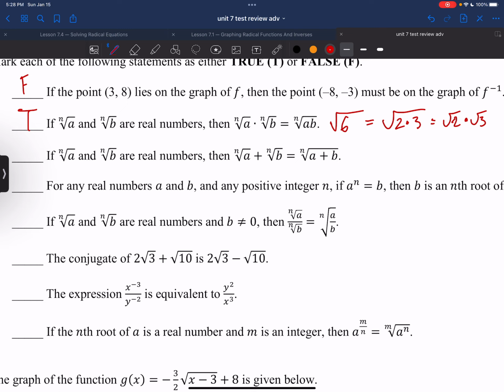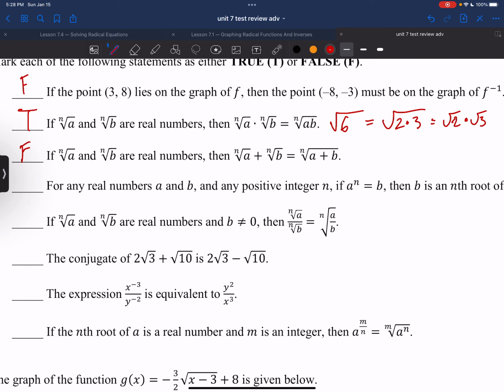If the nth root of a and the nth root of b are real numbers, then if I add those roots, that's the equivalent of taking the nth root of their sum, a plus b. That is not true. Pretty much never. I think the only time that might be true is when a and b are 0, and maybe some combination of 0 and another number. But aside from that, I don't think so.